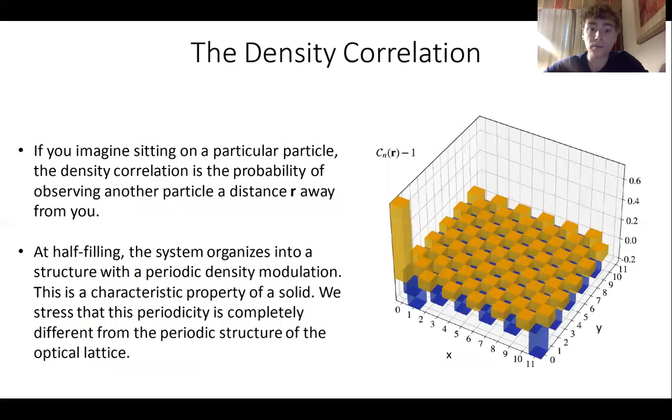At half filling, the system organizes into a structure with a periodic density modulation. You can see that here. This is a characteristic property of a solid. We stress that this periodicity is completely different from the periodic structure of the optical lattice. This is something that emerges from the quantum nature of the system and the physics involved.